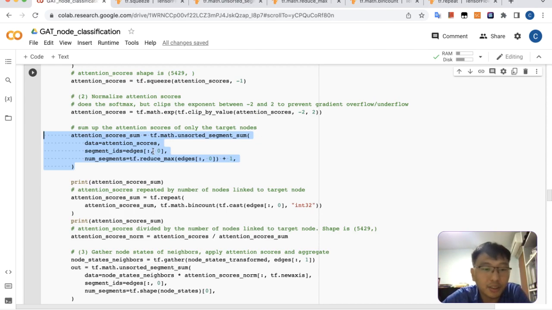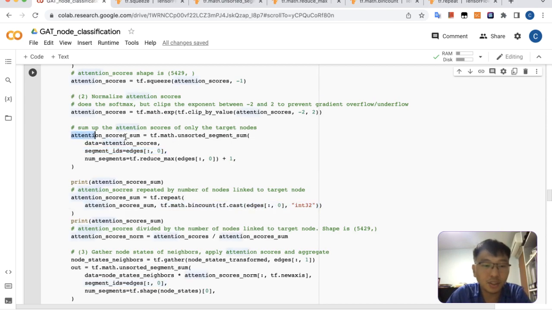Ah, I get it already. Because when we do the segment IDs here, we group by edges. So the first segment is only for target node 0, second segment is target node 1, third segment is target node 2, and so on. So this is already sorted by target nodes. So when we repeat this, it will exactly fit into whatever we have summed up here. If your node appears 2 times, then this will have 2 times also.